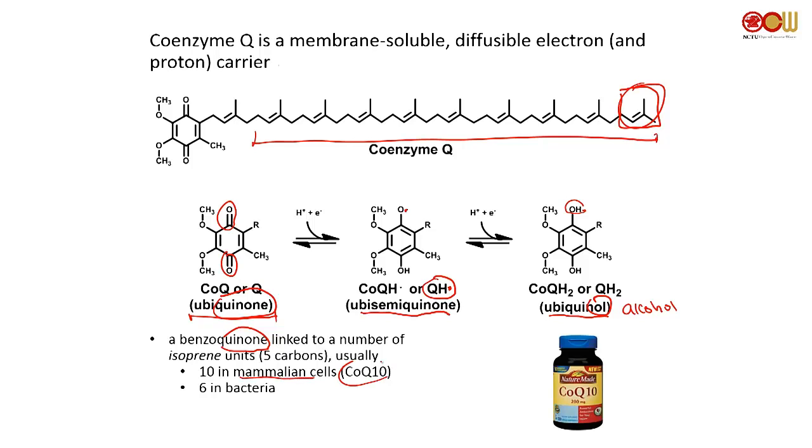By the way, ubiquinone, CoQ, for us in mammalian cells is usually Q10 because it has 10 isoprene units. And obviously you can go to Costco and buy a big bottle of Q10, and it says it's good for your heart. I think it's supposed to be good for your heart.